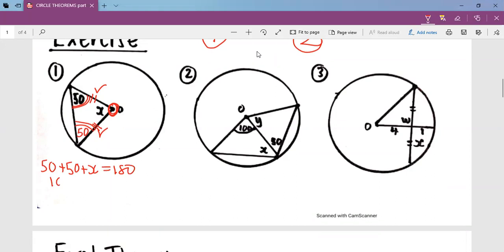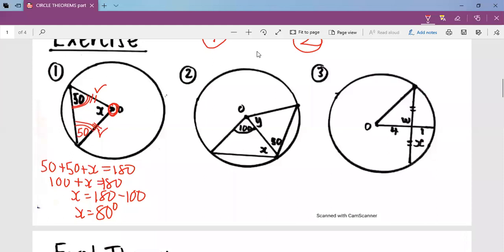Therefore, 50 plus 50 is equal to 100, and that equals 180 minus x. So x will be equal to 180 minus 100. And finally, the value of x will be 80. We have used the law. Now let's go to question number two.